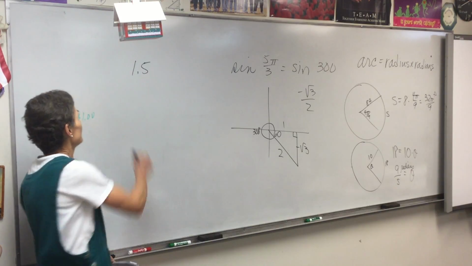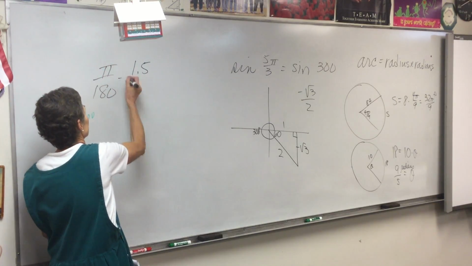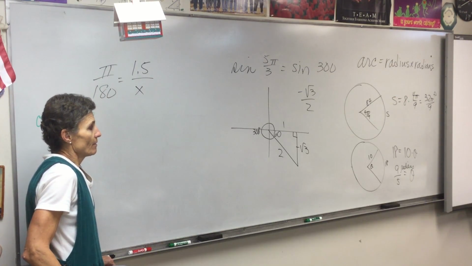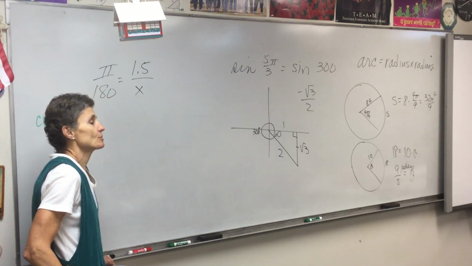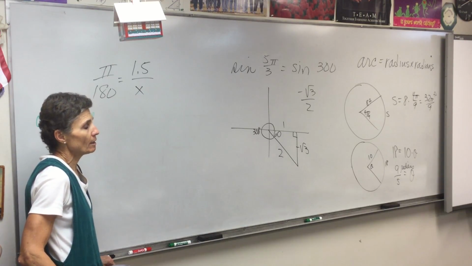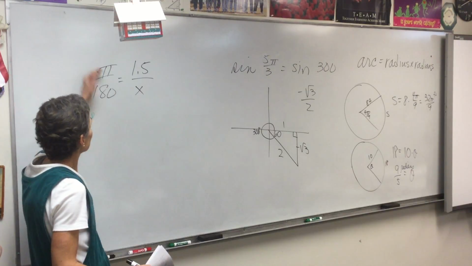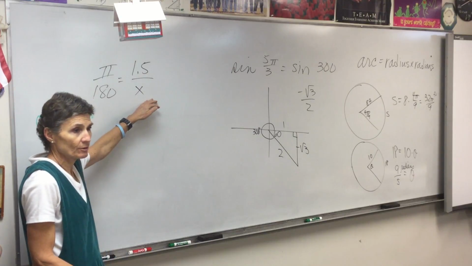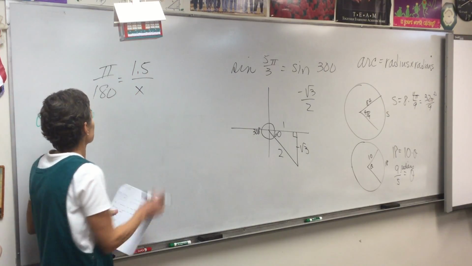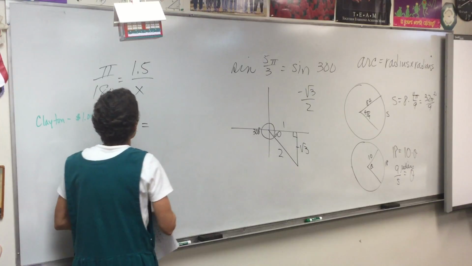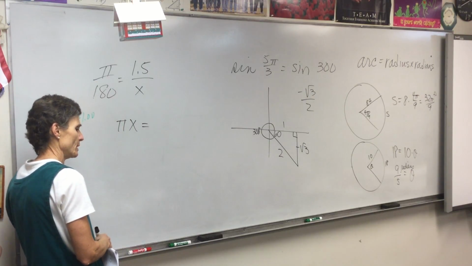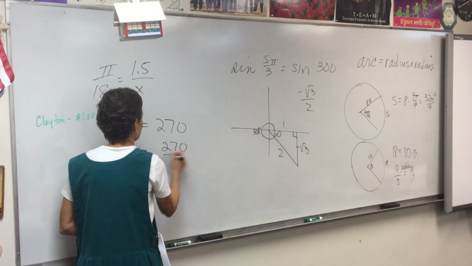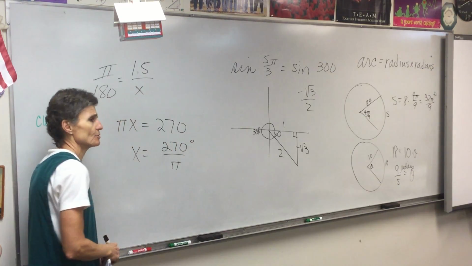You know this. Pi is to 180 as 1.5 is to x. That proportion is true all of the time. Pi radians are 180 degrees, so 1.5 radians are how many degrees? That's the question. So pi x equals, what's 1.5 times 180? 270? So 270 over pi degrees.